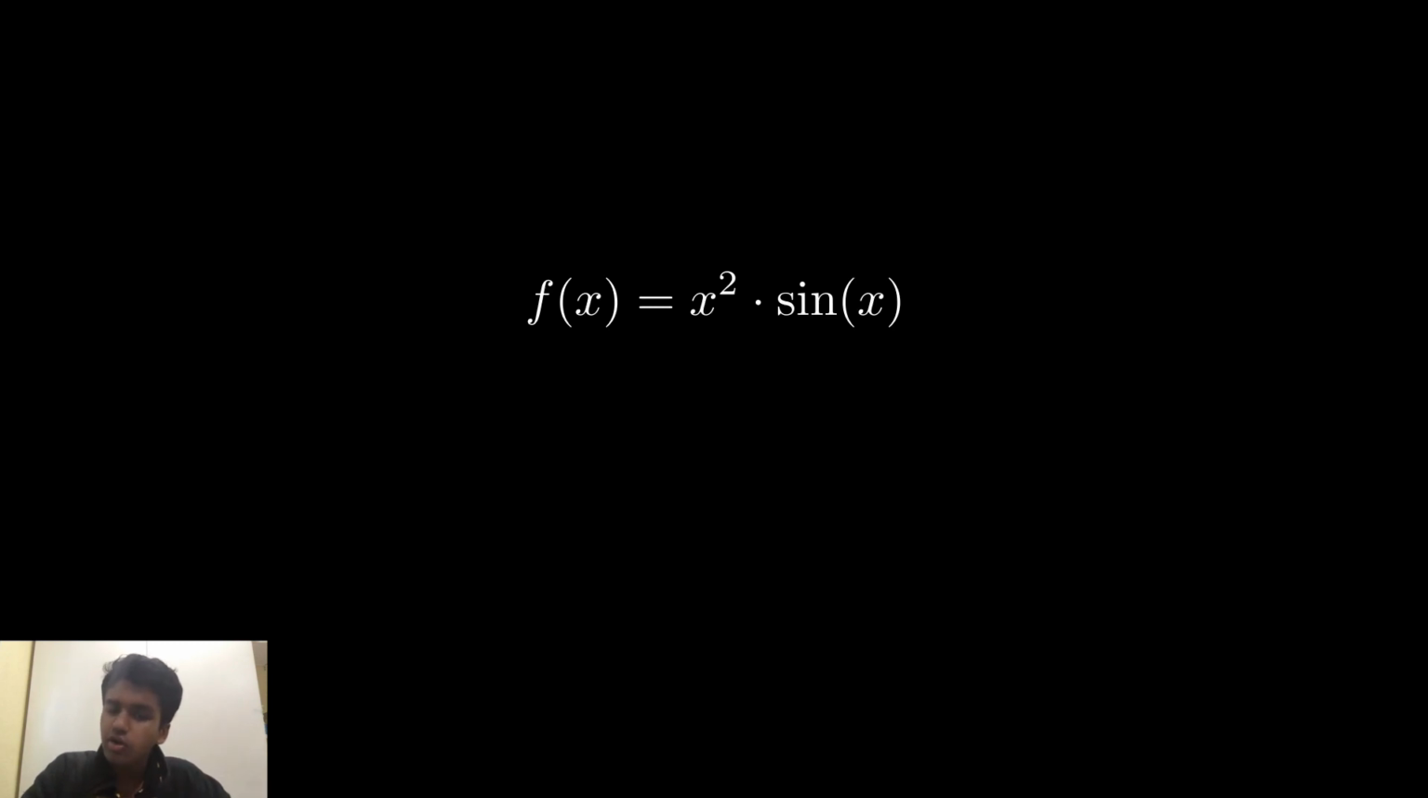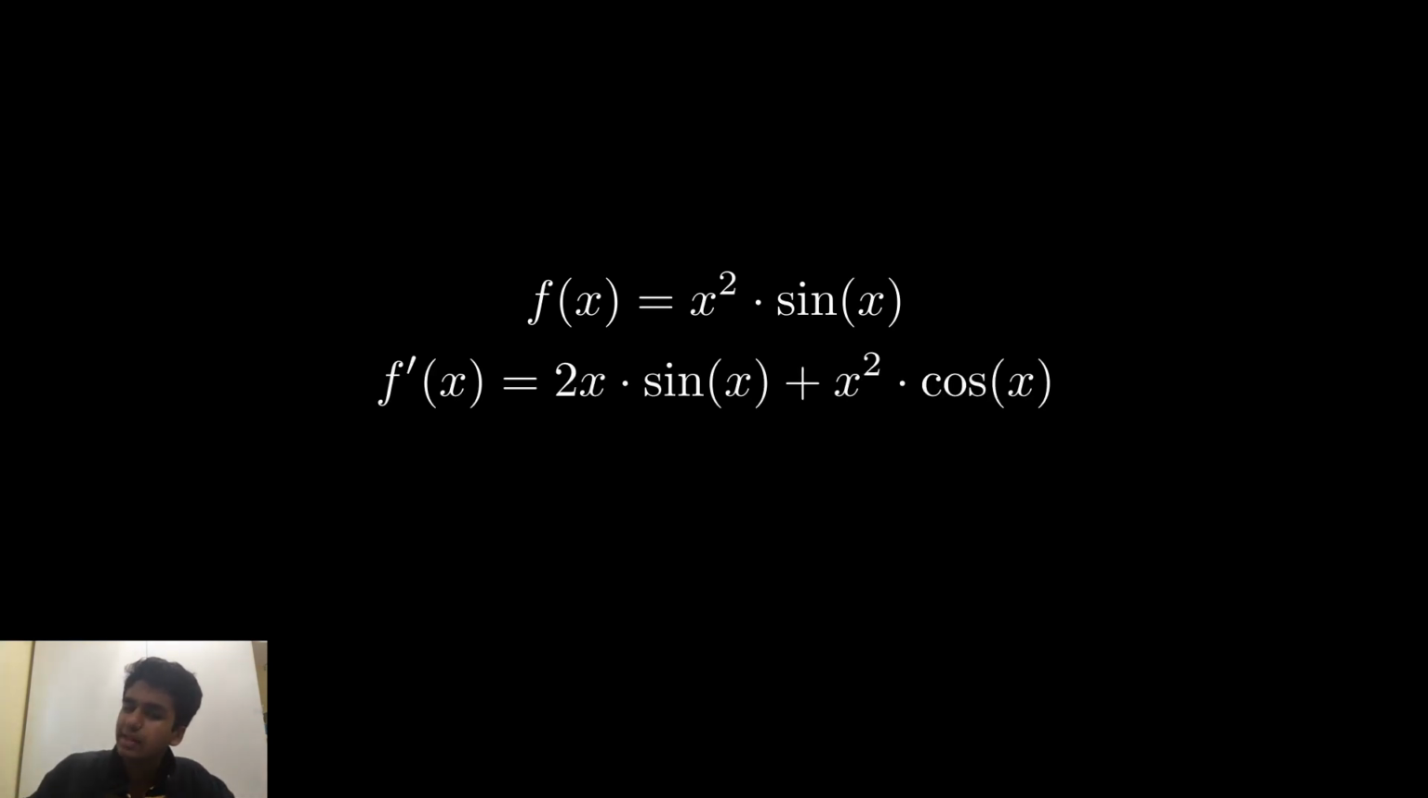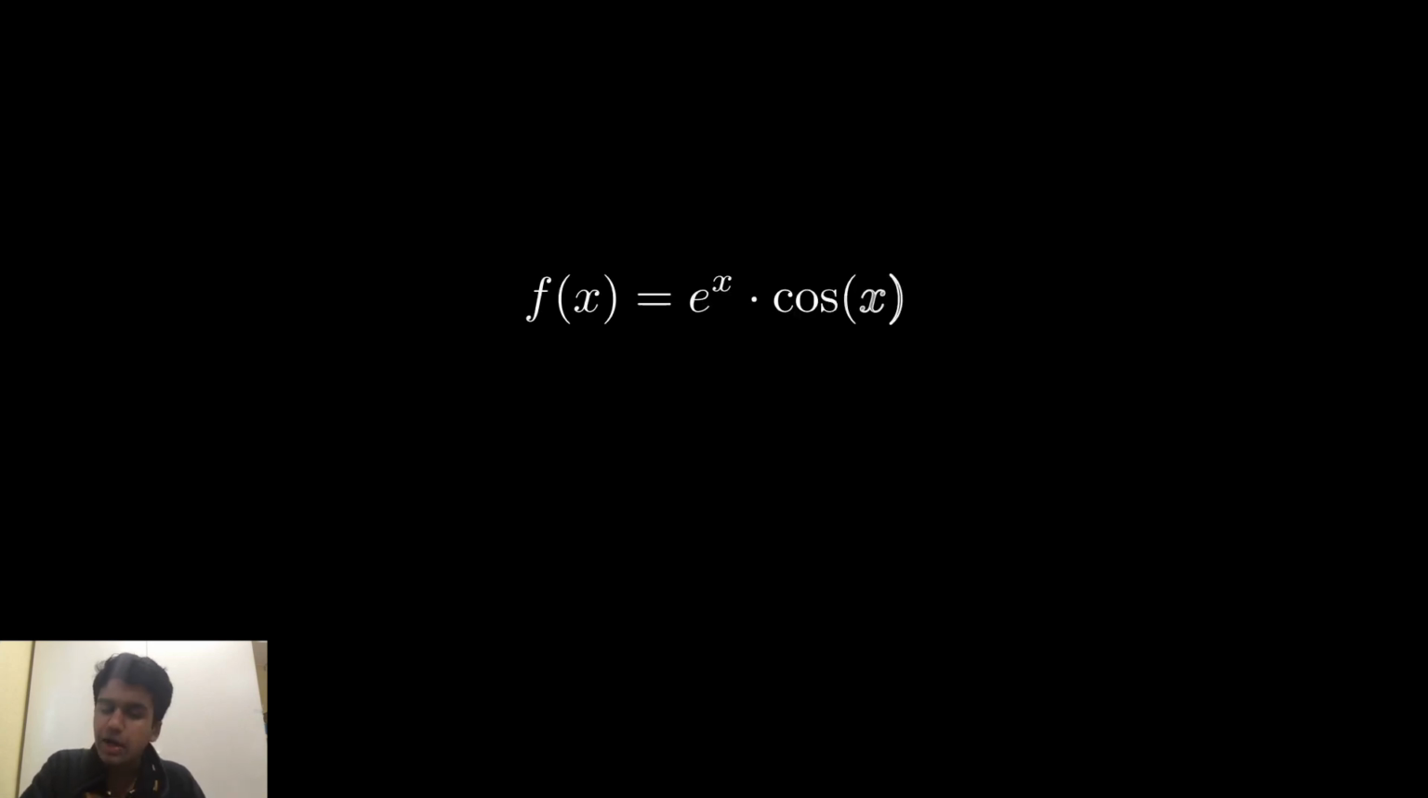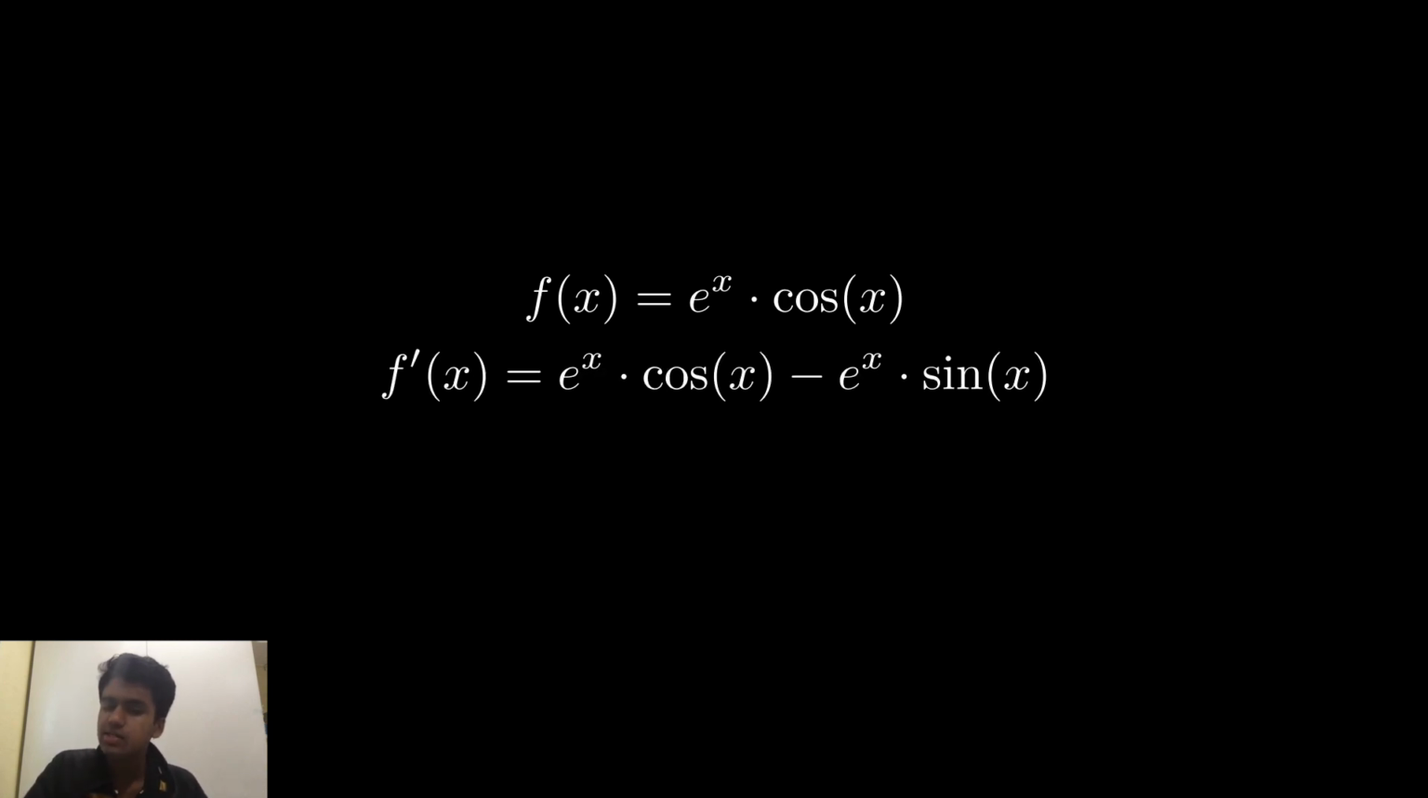So if we're asked to differentiate x squared times sine of x, then we first differentiate x squared to get 2x, and we simply multiply that to the other function, sine of x. And now we differentiate sine of x to get cosine of x, and we simply multiply to x squared. Now the derivative of e to the x times cosine of x. So we first differentiate e to the x and multiply to cosine of x. Now we add that and we differentiate cosine of x and multiply to e to the x. So we get minus sine of x times e to the x plus e to the x times cosine of x.